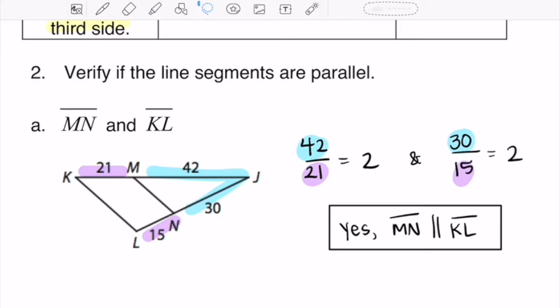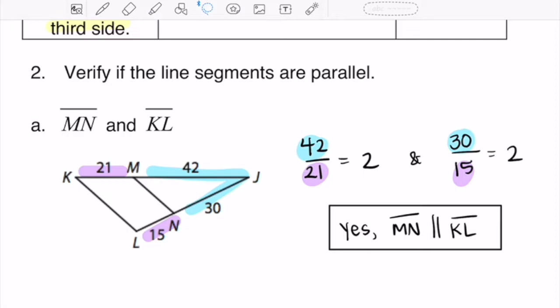We're trying to say whether segment MN and segment KL are parallel to one another. So I'm still going to do blue over purple, but I'm going to do it a little bit differently. This one I'm going to do blue over purple, so 42 over 21. When I divide those, I get 2. And then I'm going to check the other set of values, so 30 over 15. When I divide those, I get 2.